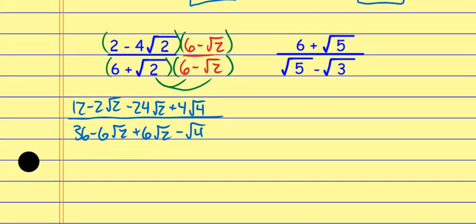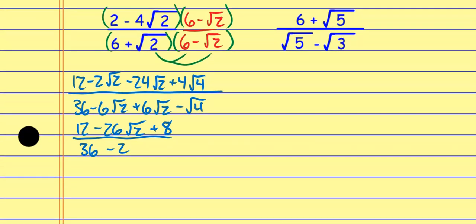And so if I continue to simplify here, ready? This is 12. I can combine these middle two terms, the negative 2 root 2 and the negative 24 root 2, as a negative 26 root 2. Remember, those are like radical terms. Over here, the square root of 4 is a 2, so that becomes an 8 for this last term. Down here, that's a 36. The middle terms go away. The negative 6 root 2 and the plus 6 root 2 cancel out. And then the minus root 4, well, the square root of 4 is a 2, so minus 2.